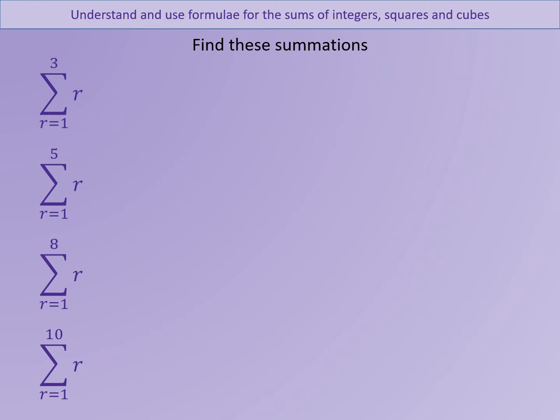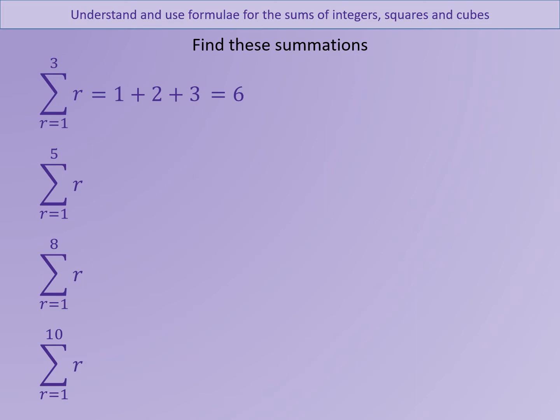So the natural numbers are the positive integers starting at 1. So the rule for that is just r. We are going to just work out some of these summations by writing them out. So the first one is the sum of the natural numbers starting at 1 and ending at 3. So that would just be 1 plus 2 plus 3, which is 6.